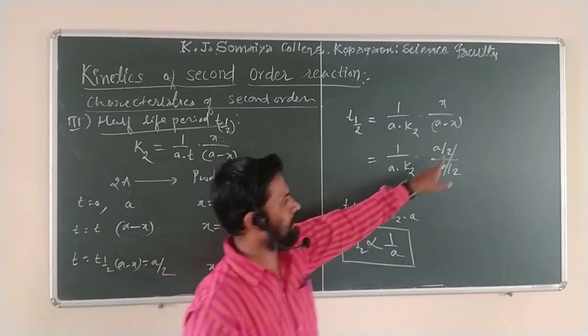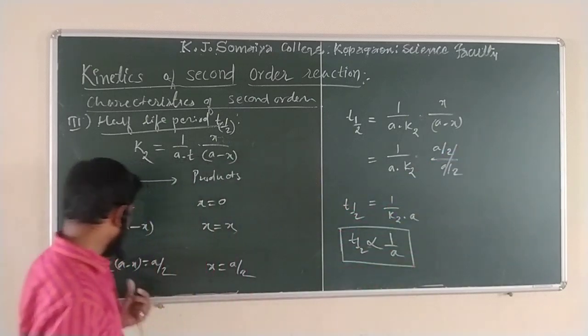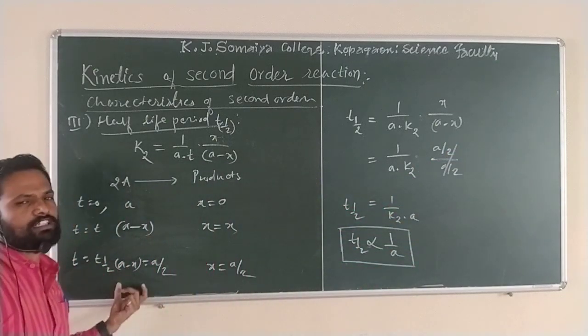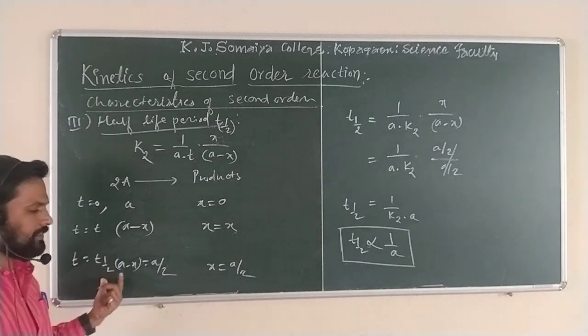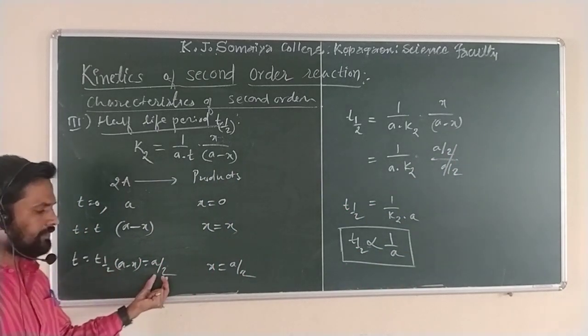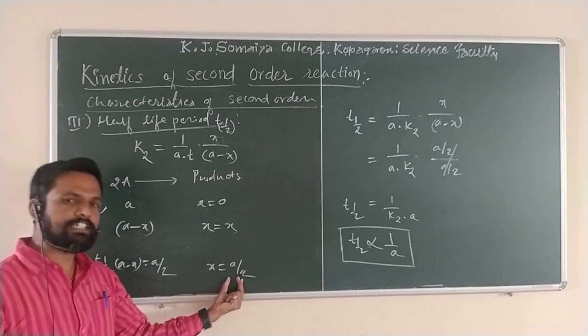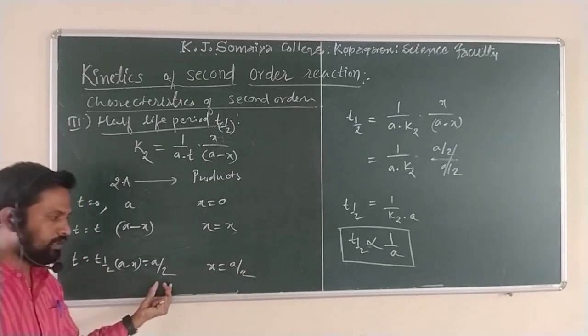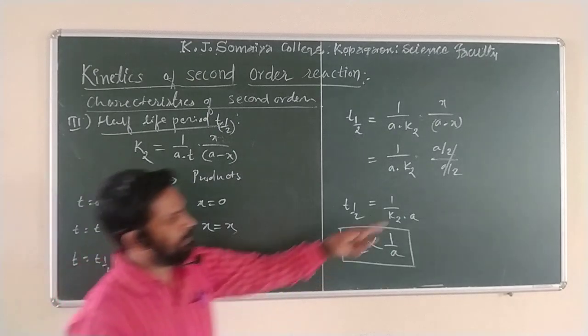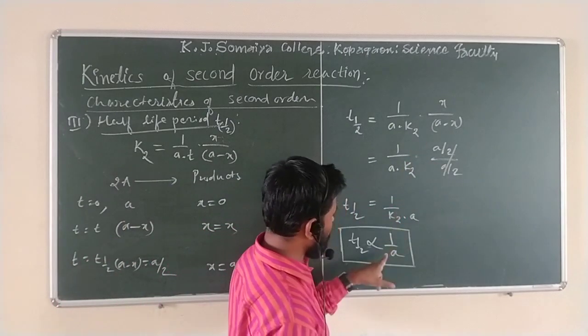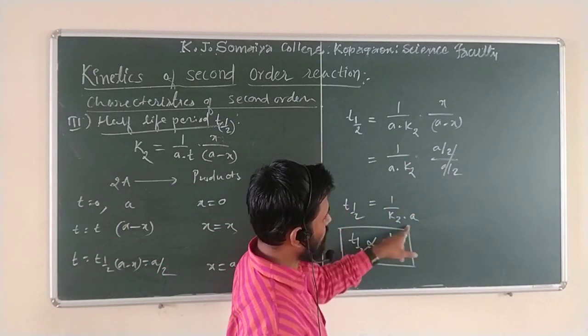Now see, here a by 2 is cancelled. Here, what is a minus x? A minus x is nothing but the remaining concentration. How is it remaining? At t half, 50 percent is remaining, and 50 percent is the product concentration. Therefore, a minus x is a by 2, and x is also a by 2. Therefore, a by 2 will get cancelled. You will get 1 upon a K2. This is nothing but K2 into a.